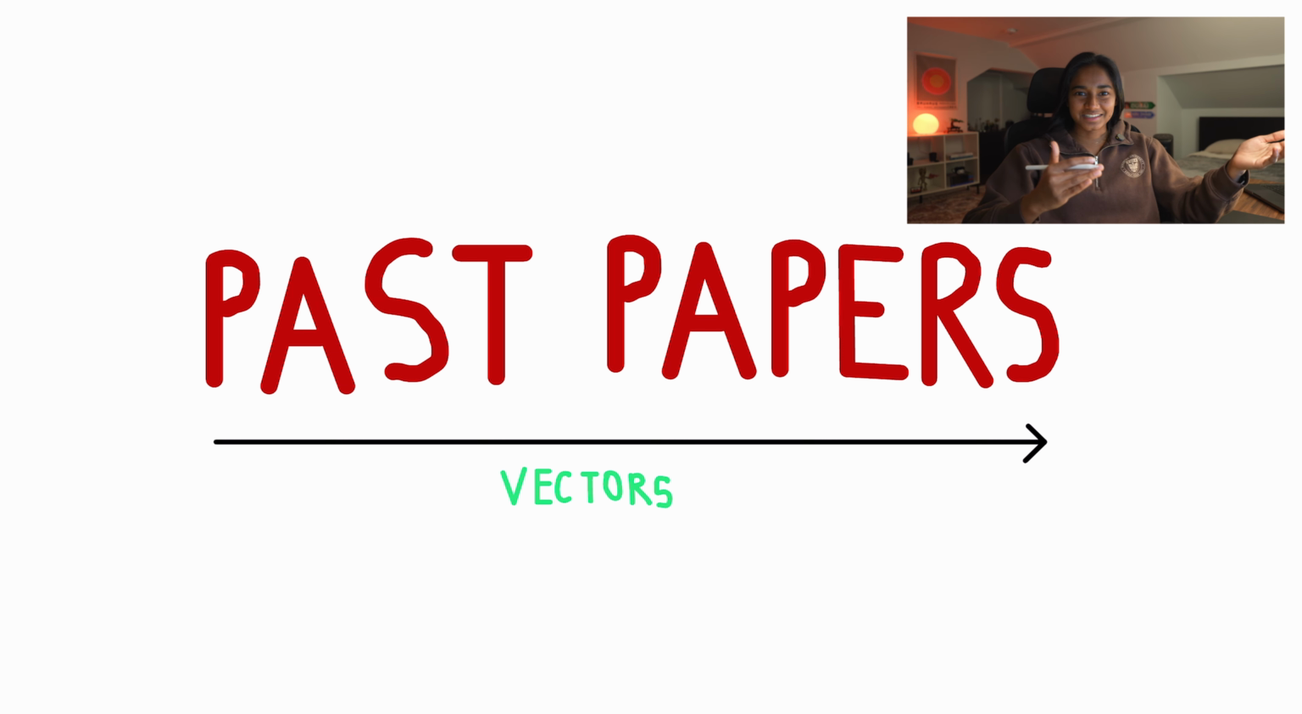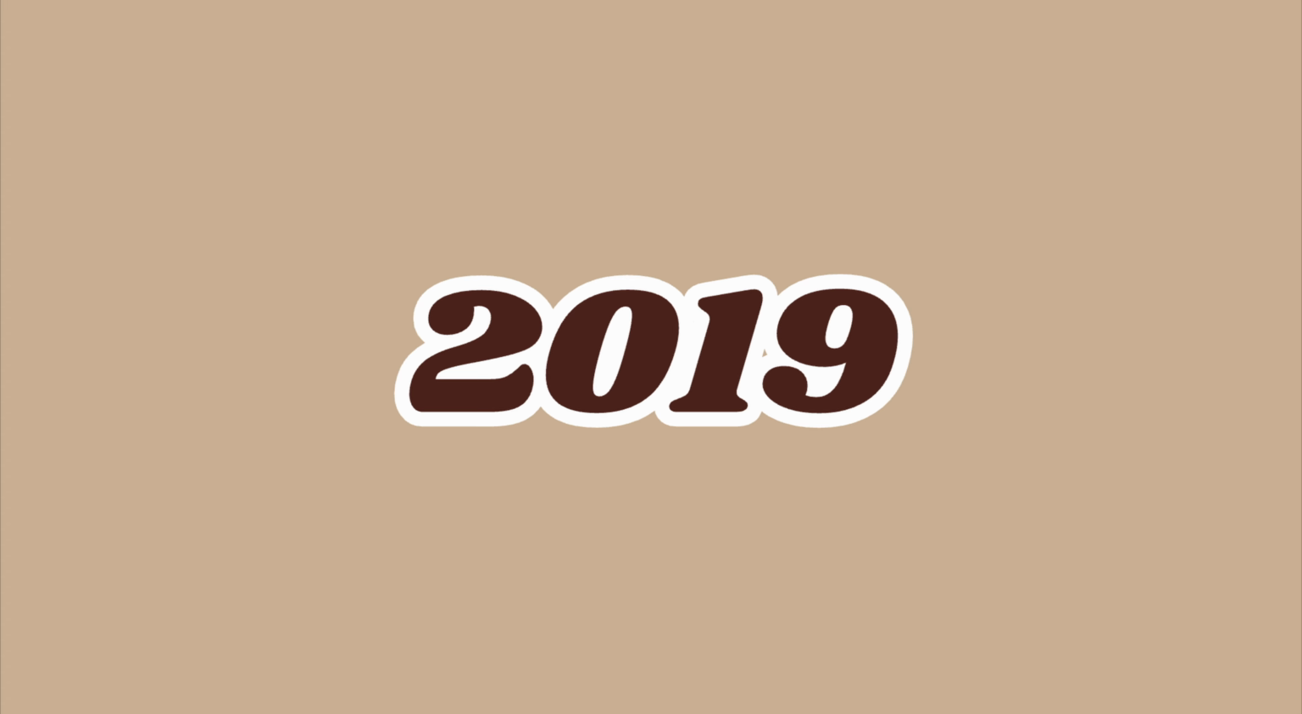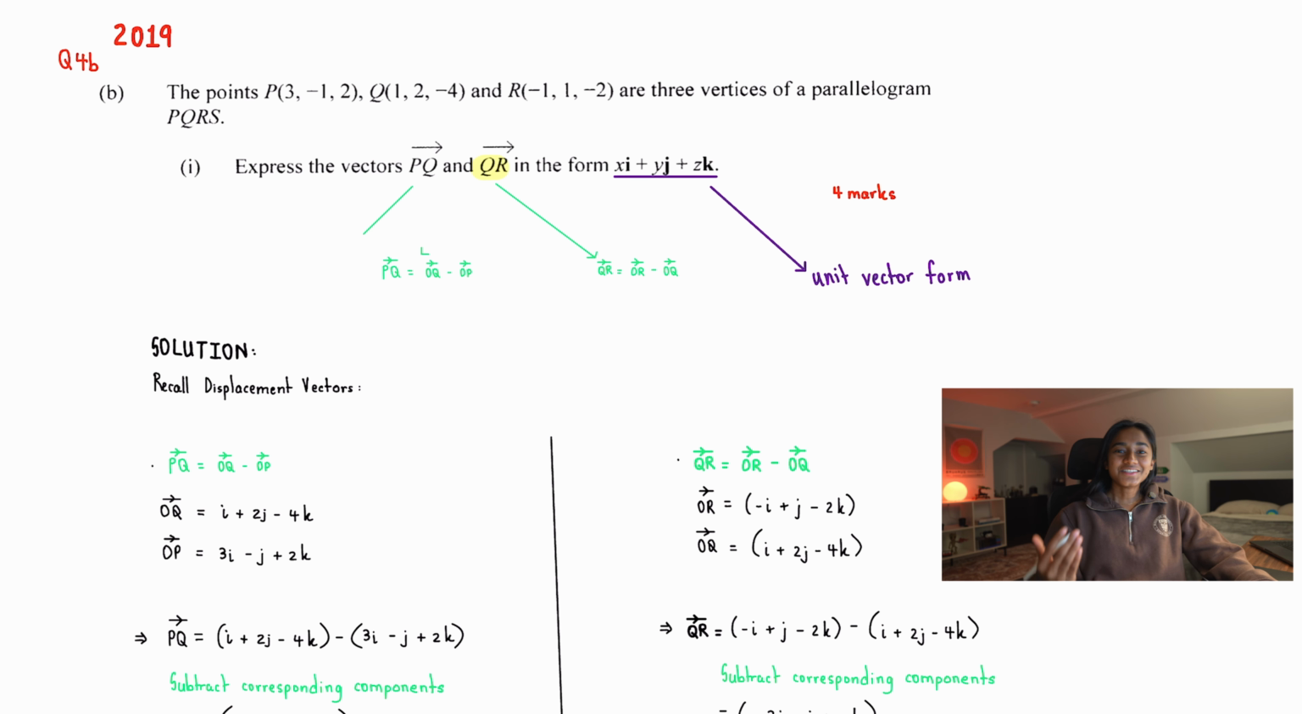So yeah, let's get into vectors past papers. The first past paper that we're going to go through is 2019, and we're going to look at question 4, part B, which states that the points P, Q, and R are three vertices of a parallelogram PQRS.